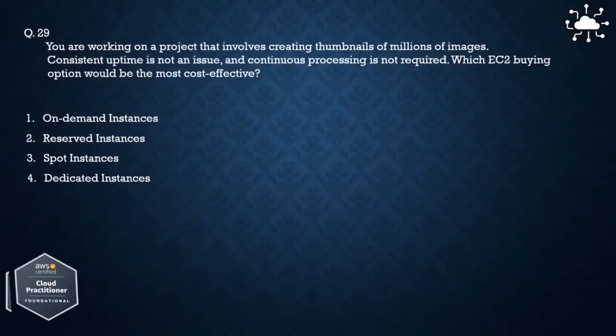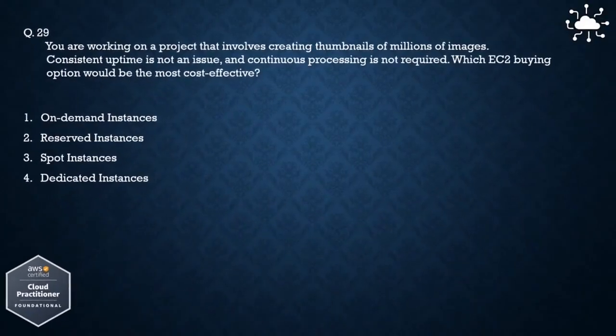Question 29. You are working on a project that involves creating thumbnails of millions of images. Consistent uptime is not an issue, and continuous processing is not required. Which EC2 buying option would be the most cost-effective? 1. On-demand instances. 2. Reserved instances. 3. Spot instances. 4. Dedicated instances. The correct answer is spot instances.